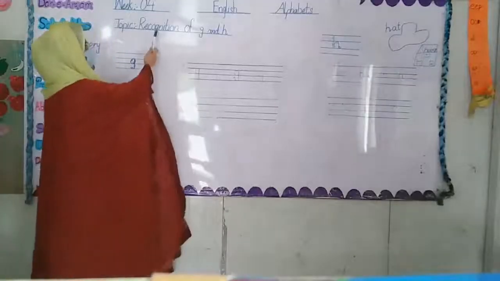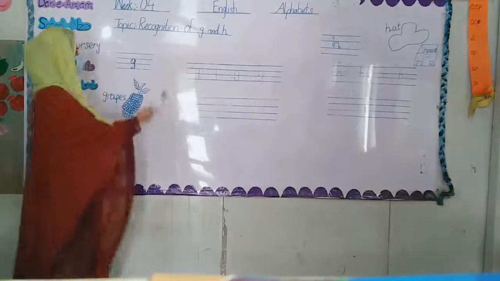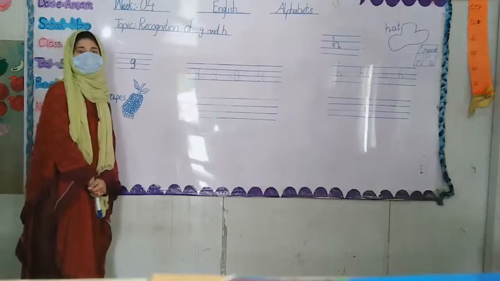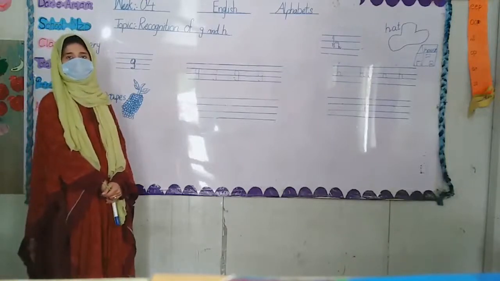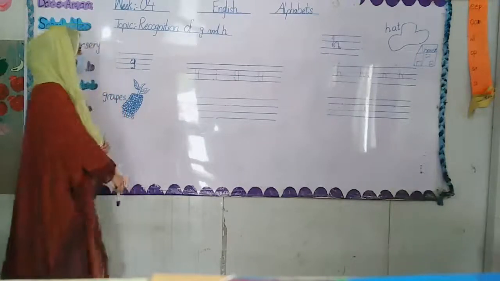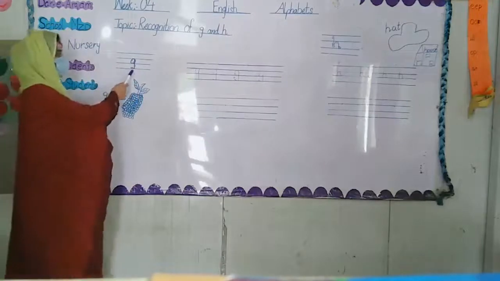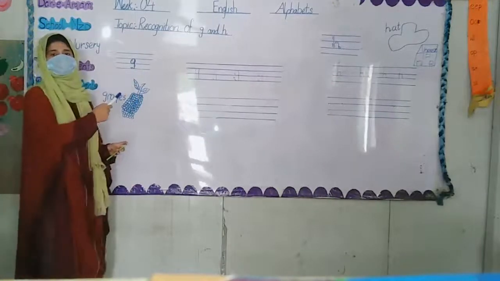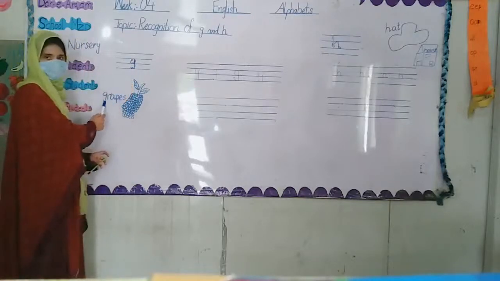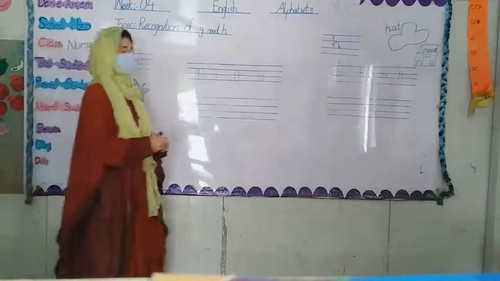As today our topic is recognition of G and H. First of all, the first alphabet is G. How to write the small alphabet G? As we already learned how to write the alphabet A, B, C, D and E, also F. Now today our alphabet is G. The phonic of G is G. G, G, G grabs. Again, G grabs.